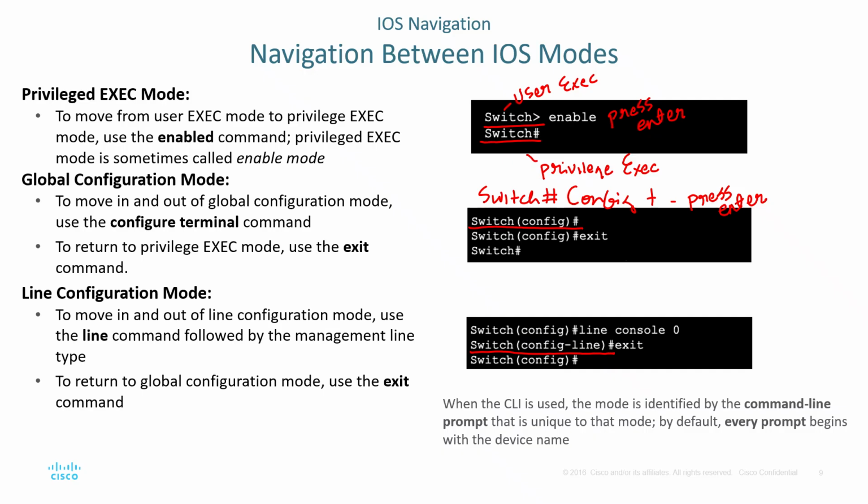So when the CLI is used, the mode is identified by the command line prompt. That is unique to that mode. By default, every prompt is going to begin with the device's name. Okay? So again, we have user, we have privilege, we have global, and we have line. These are all your different prompts.